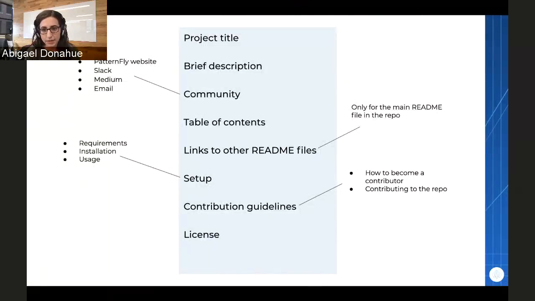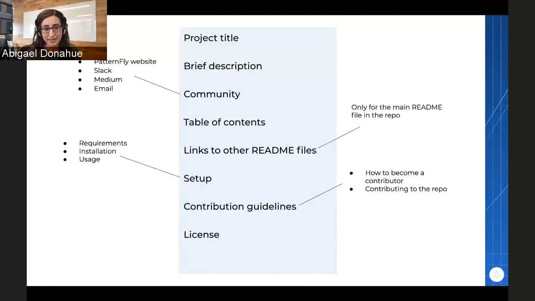Then the next section will be links to other README files. And this will be only for the main README file in the React repo. It won't be for every file. And this is really helpful to give people a good view of what kind of documentation exists in the repo. So when they land upon this main README file, they won't have to click around and play hide and seek to find all of the other documentation in the repo. They can just have it right there and click on whatever files are most useful for them.